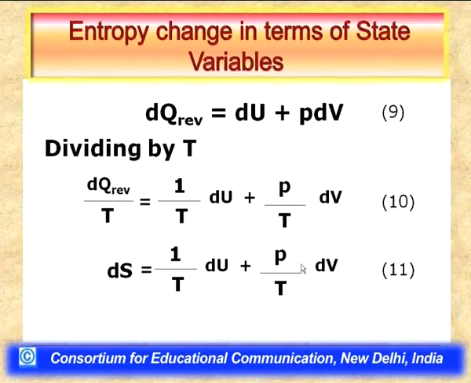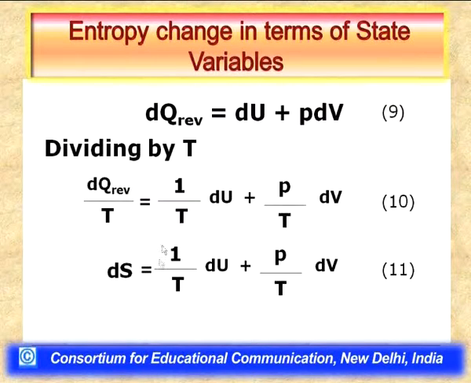What is internal energy? Isn't it a state function? Answer is certainly yes. So, what is volume? Isn't it a state function? Again, the answer is yes, it is. So, therefore, what we have developed is an equation which relates the change in entropy with the change in state functions. One is the internal energy, and the other is volume.